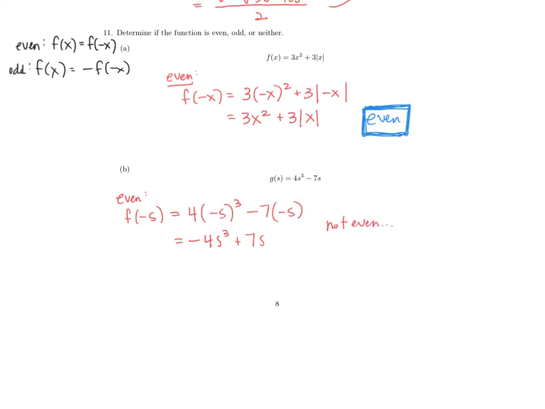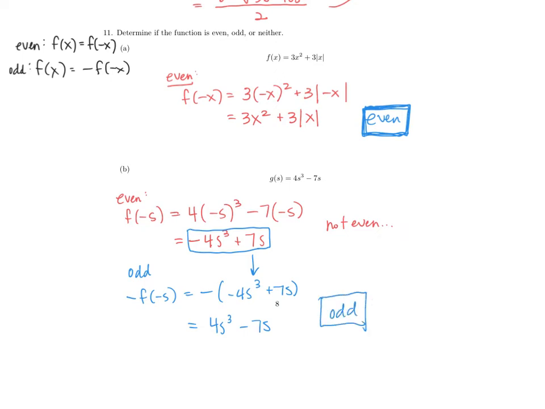Okay, so now I want to try odd. The way you check to see if it's odd is you want it to be the opposite of what you just found. So all you do is change all the signs, basically. You're going to make it a negative of what you just had up here. So this is what's in parentheses. I want the opposite of that, so I'm going to change all of the signs. And if I do that, I get positive 4s cubed minus 7s. And now you can see this is exactly what I started with originally. That means it is odd.